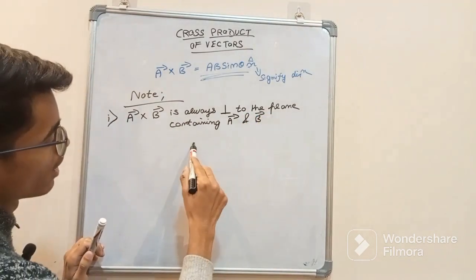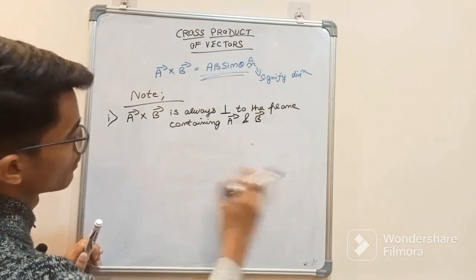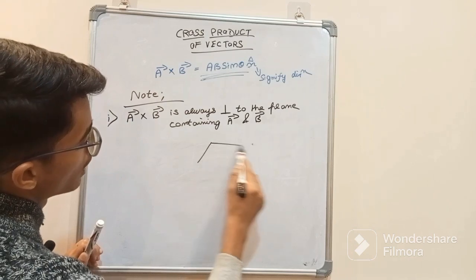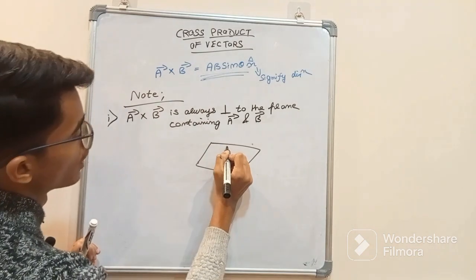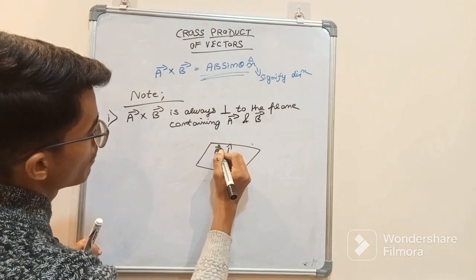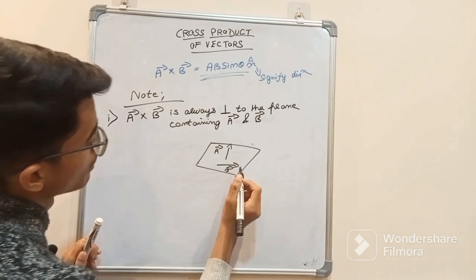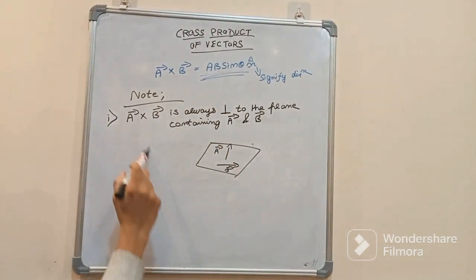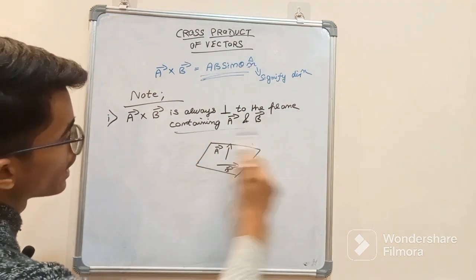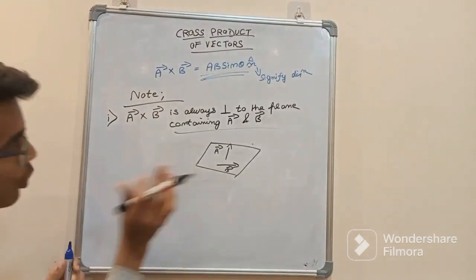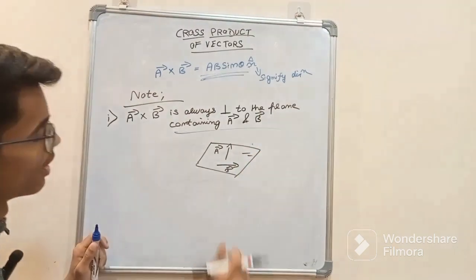जो plane हमारा, let's say this is a plane and over here we have A cap and B cap, A vector and B vector. So A vector cross B vector is always perpendicular to the plane containing A vector and B vector. कि जो भी इसका प्रोडक्ट बनेगा ये हमेशा इस प्लेन के परपेंडिकुलर बनेगा.